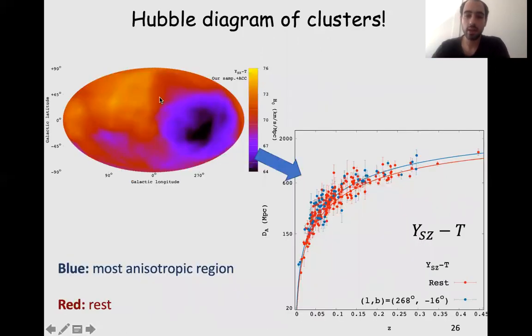To visualize this anisotropy a little bit better, we have created the Hubble diagram of these clusters. And as you can see, the clusters coming from the blue region here have a systematically different distance to redshift relation than the clusters coming from the rest of the sky across the whole redshift range that we can trace off.